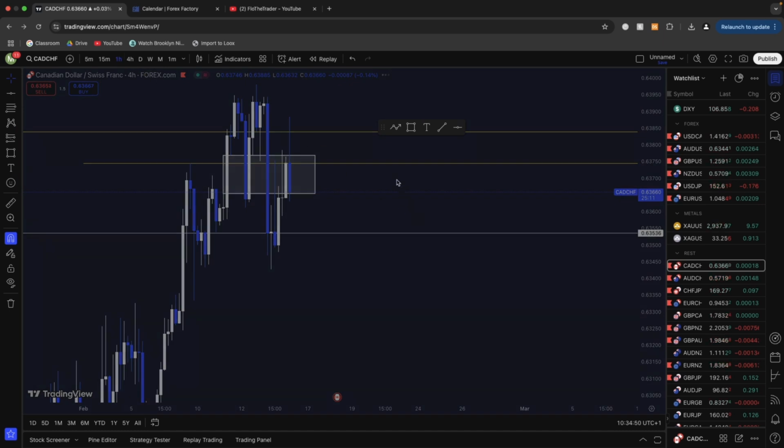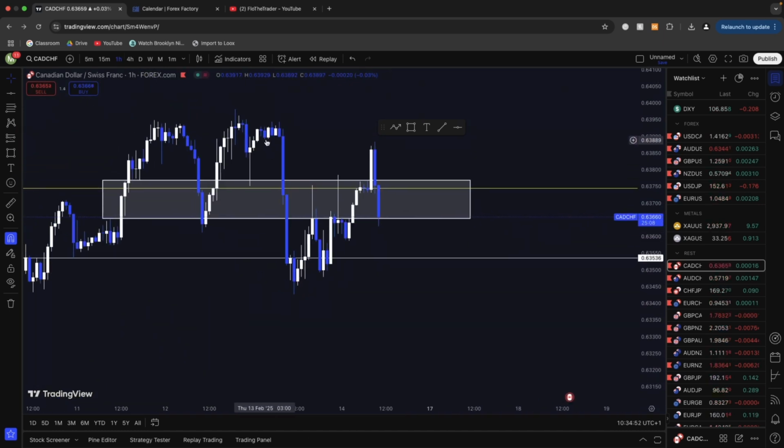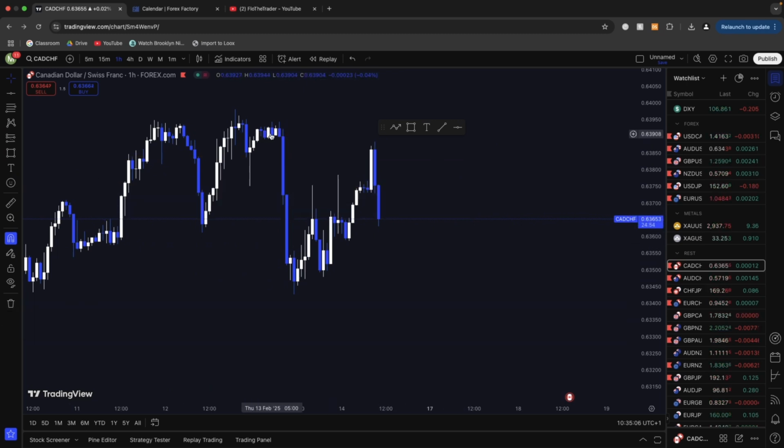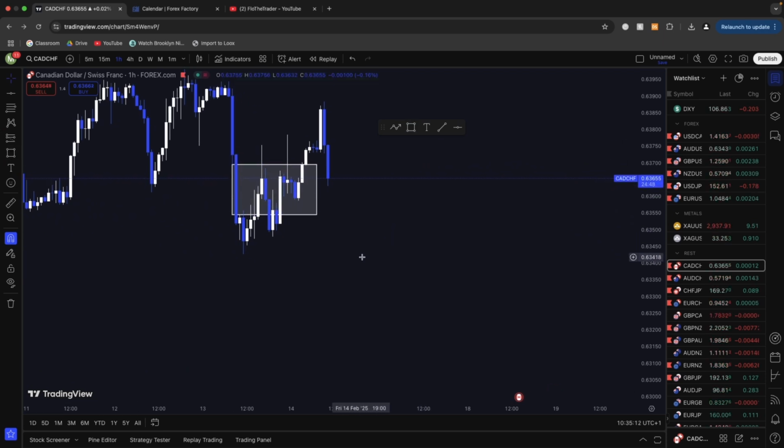On the hourly, we had some order flow confirmed. Right here, we have this tiny little fair value gap, which then led to these fair value gaps right here. Let me just clear the screen. So this led to another fair value gap. I took a trade off of this fair value gap. I'm going to put the trade up now so you can see it. This is the trade I took.